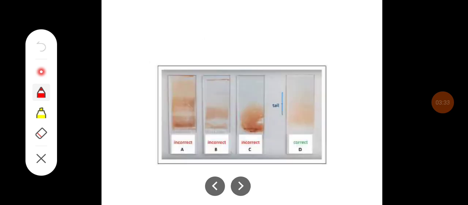So these are some of the examples of correct and incorrect slides. It has many striations, it has windows, and this is a thick smear with windows. Okay, and this is a nice smear with the head, body part, and tail, and there are no striations or windows.